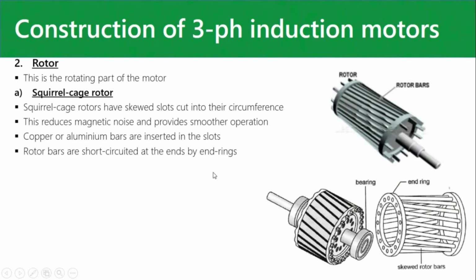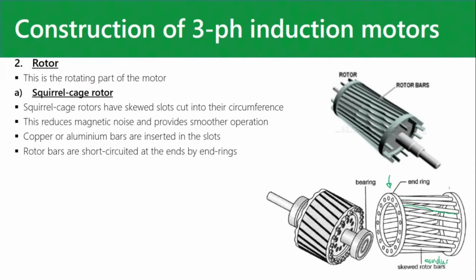Then you have the rotor. Now the simple rotor is called a squirrel cage rotor. You strip it down here and we look at this one. Then you see it consists of these rotor bars. So these rotor bars are your conductors.